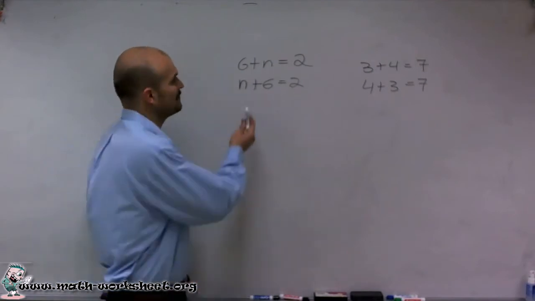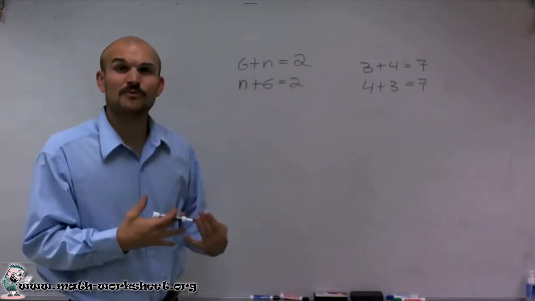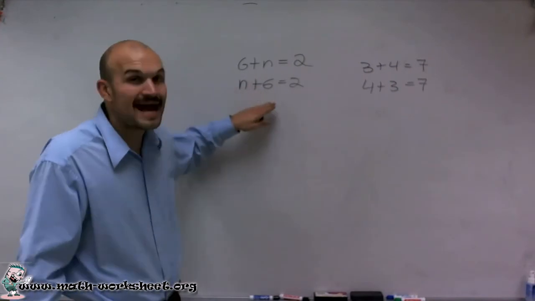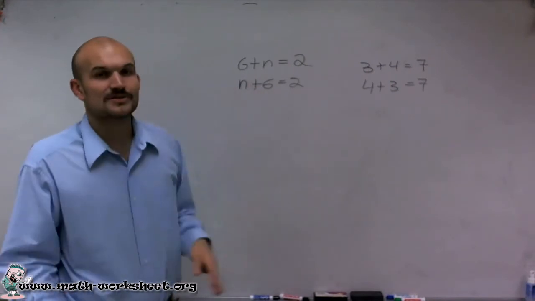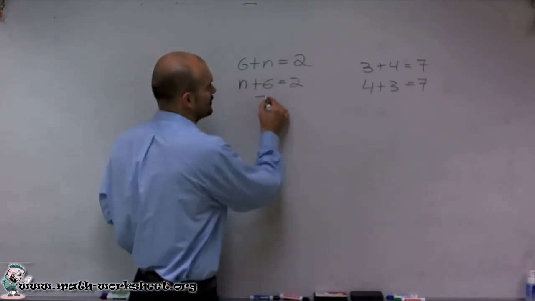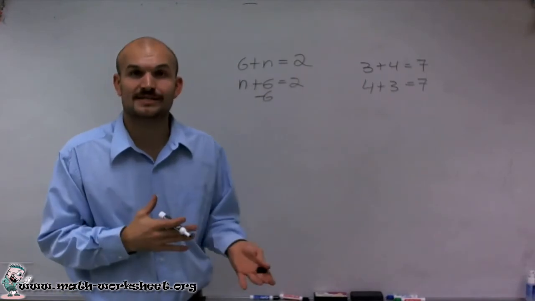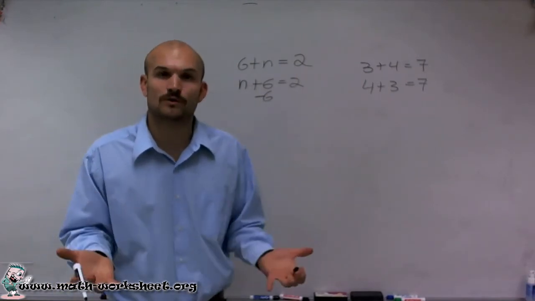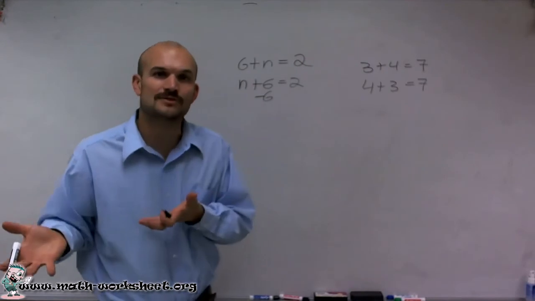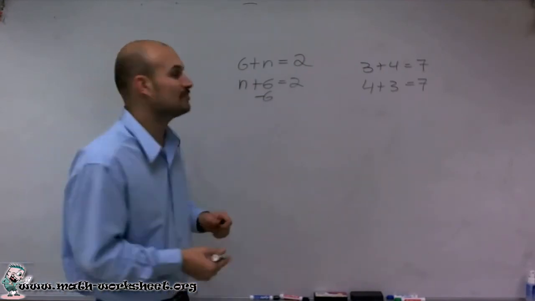Therefore, now as I read it, n plus 6 equals 2. It's a little more obvious that we're adding 6 to our n. So to undo addition of 6, we're going to have to subtract. We subtract on both sides of the equation, because an equation is a statement of equality, meaning the left side of the equation is equal to the right side. So whatever operation we apply to the left side, we have to apply to the right side.